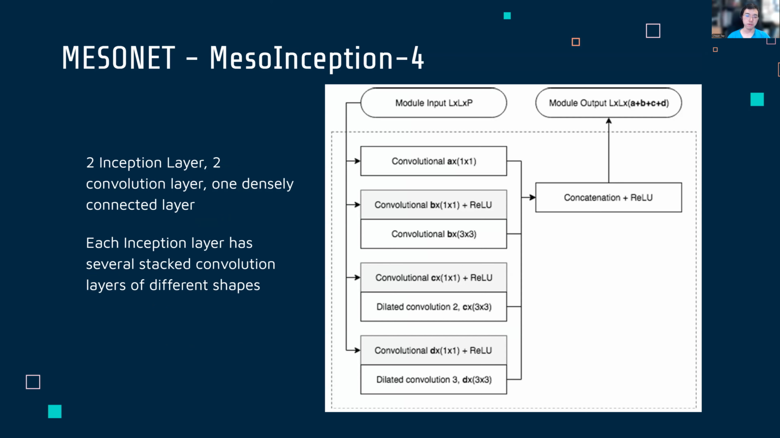Meso-Inception-4 possesses a similar structure to Meso-4, but differs in the first two layers being inception layers instead of convolution layers. Inception layers are a bunch of convolution layers stacked on top of each other, with each layer having different kernel shapes. The dilated convolutions are used to prevent high semantics. This inception layer is mainly used to further deal with multi-scale information, allowing the model to better analyze images from different levels of details and resolutions.